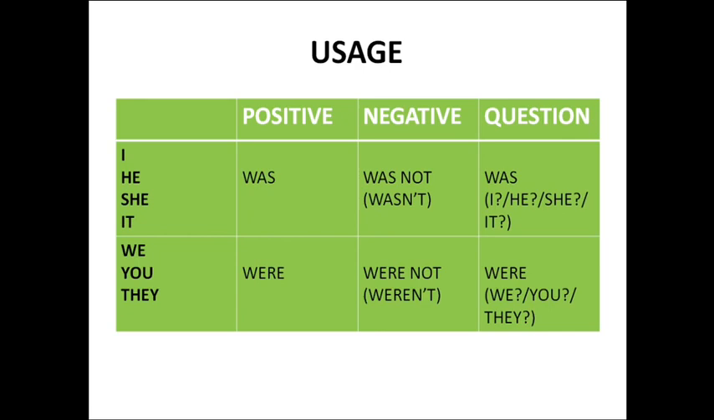In a negative sentence, you should use were not or weren't. For example, we weren't happy. You weren't sad. And when you want to ask questions, you can say, were we? Were you? Were they?